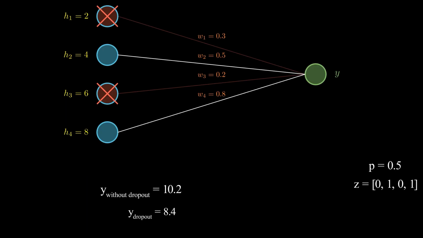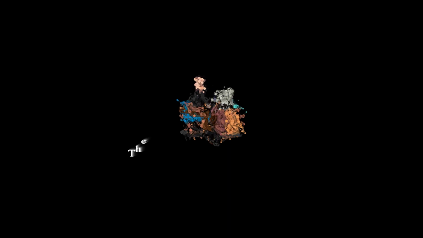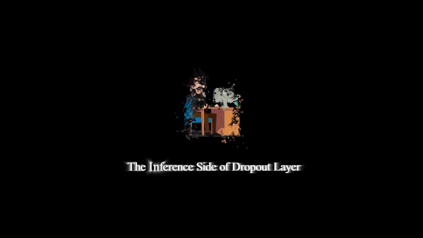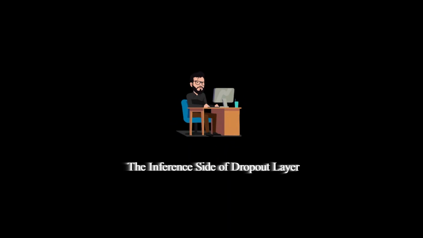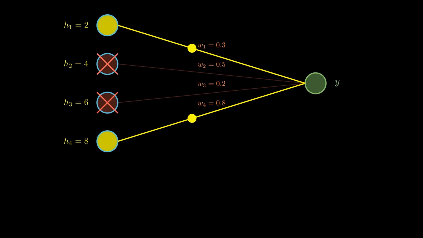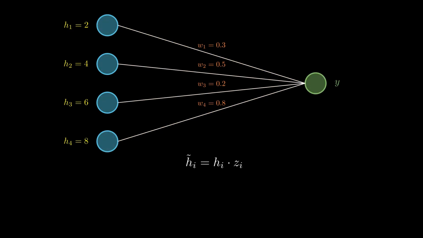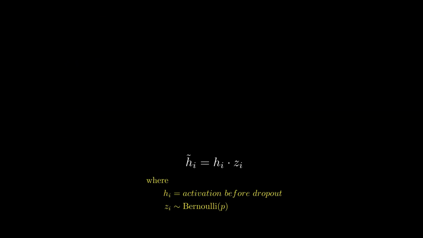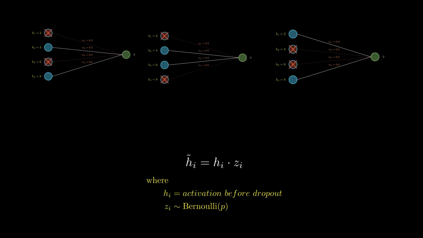This is a very basic question about the dropout layer. So let's understand why the network behaves consistently at inference time. During training, dropout randomly turns off some neurons. For each unit in a layer, the output will be this, where this is the activation before dropout, and z is the random variable that is 1 with probability p and 0 with probability 1 minus p.